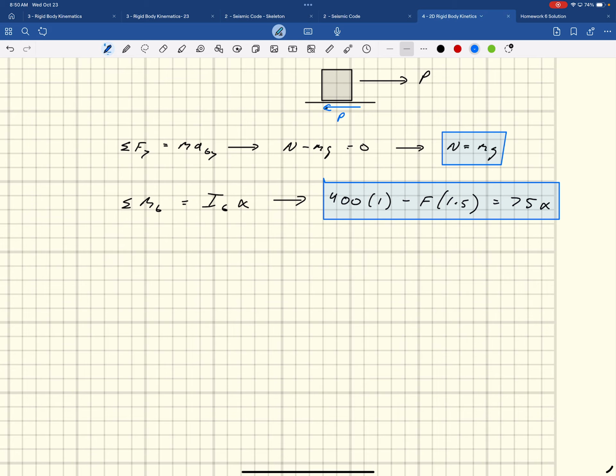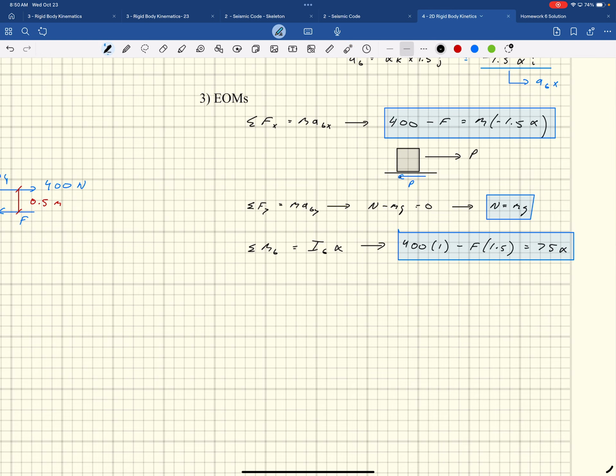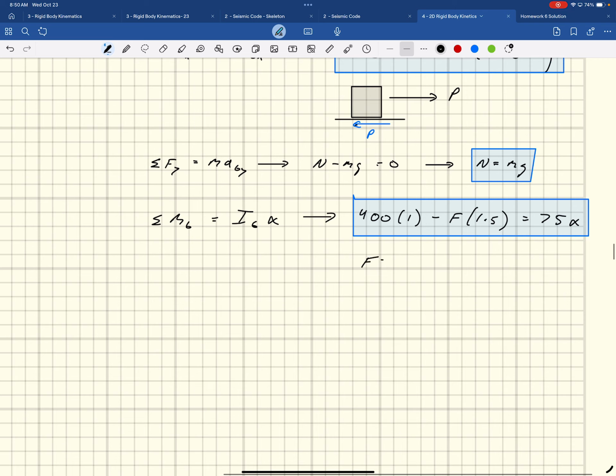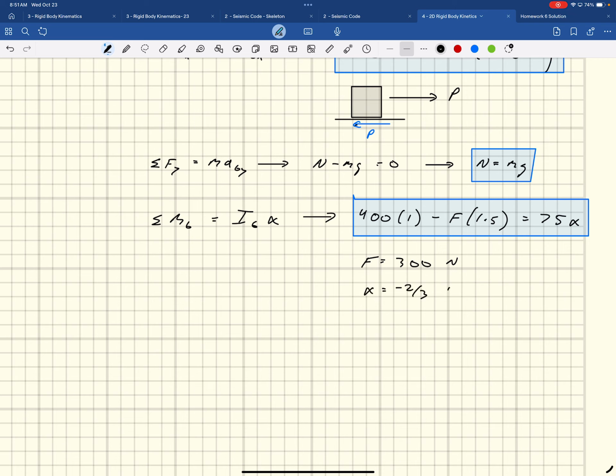So I can then solve this equation and this equation, and it'll tell me what the friction force would need to be. The friction force is 300 newtons. And then my alpha ends up being equal to negative 2/3 radians per second squared. That's what I get for an answer. So in order for it to tip over like this, my friction force would have to be at least 300 newtons, and then alpha would be negative, which I would buy because it's tilted that way, so it should be negative there.